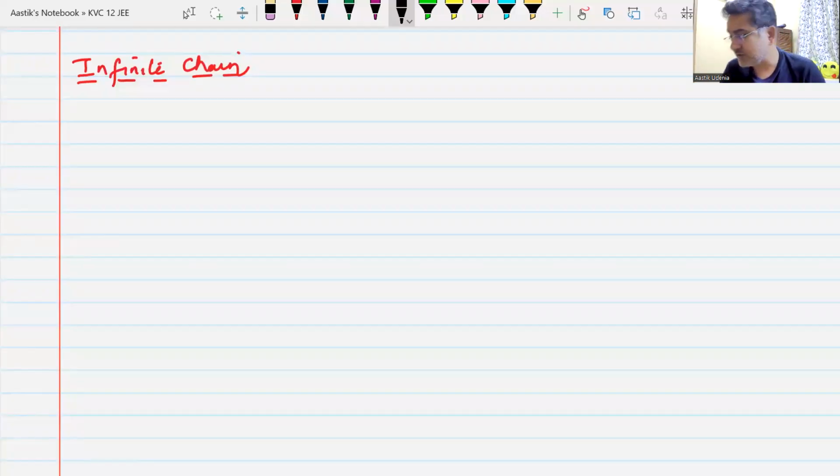So we are going to do questions on infinite chains. What is an infinite chain? You will have capacitors or resistors put in such a way that they form a never-ending chain. I will try to give a question to make you understand. They will make a chain which does not end, and then we have to find the effective capacitance, or for that matter the effective resistance, of that chain. I'm trying to find that question.